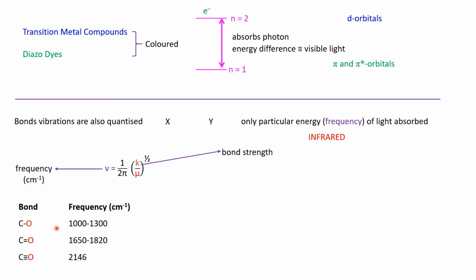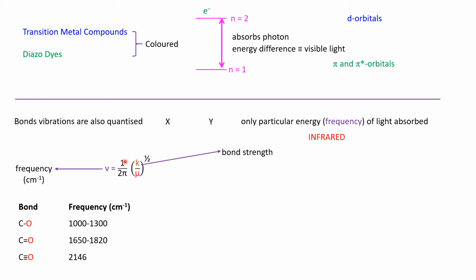you can see that it only takes a frequency or an energy or wave number per centimeter of 1000 to 1300 to make that single bond vibrate at the higher level. It takes 1650 to 1820 to make a double bond vibrate at that level, and then there is actually a carbon-oxygen triple bond in carbon monoxide, and you need 2146 in order to bump that to the next vibrational level. Okay, so the stronger the bond, the higher the frequency that is going to be absorbed from the infrared to make the bond vibrate from the slower to the faster level.